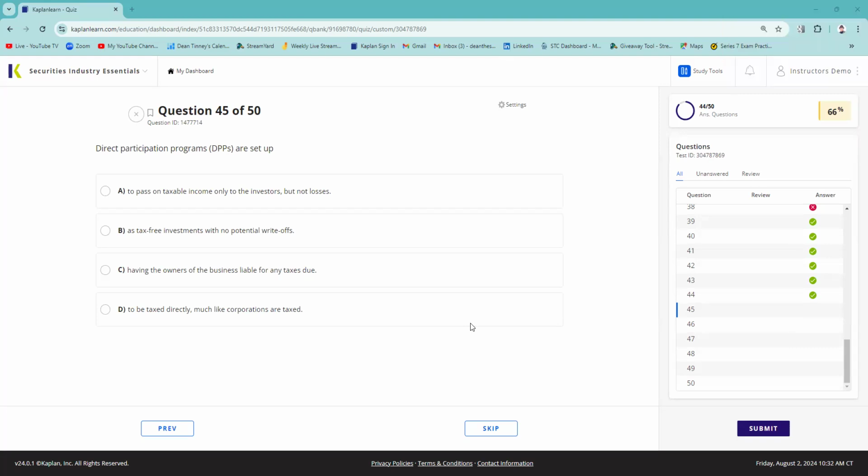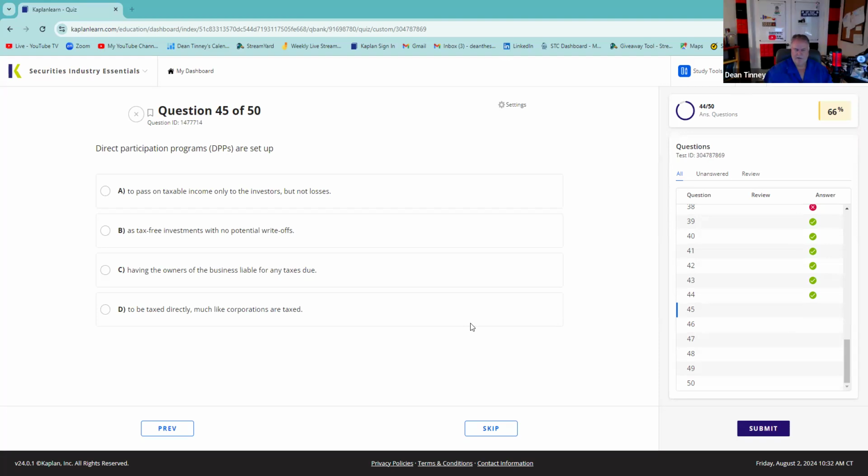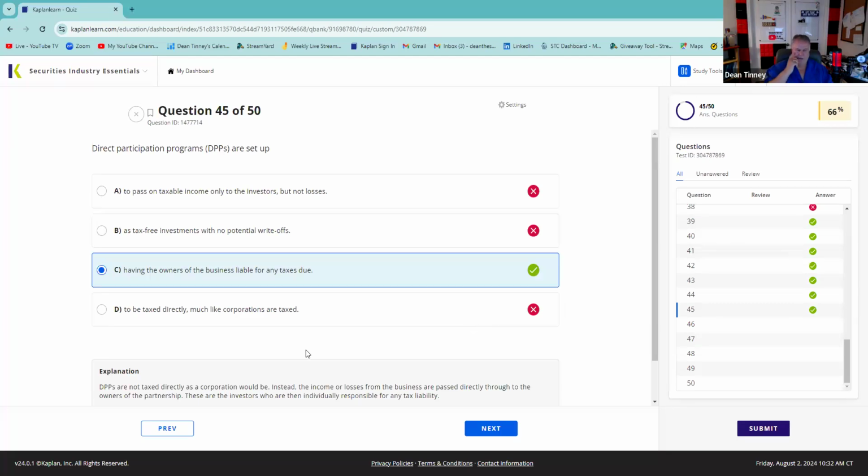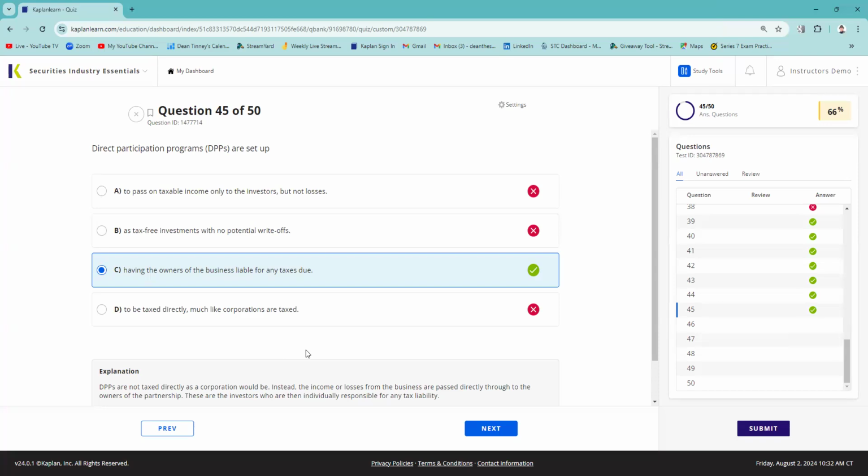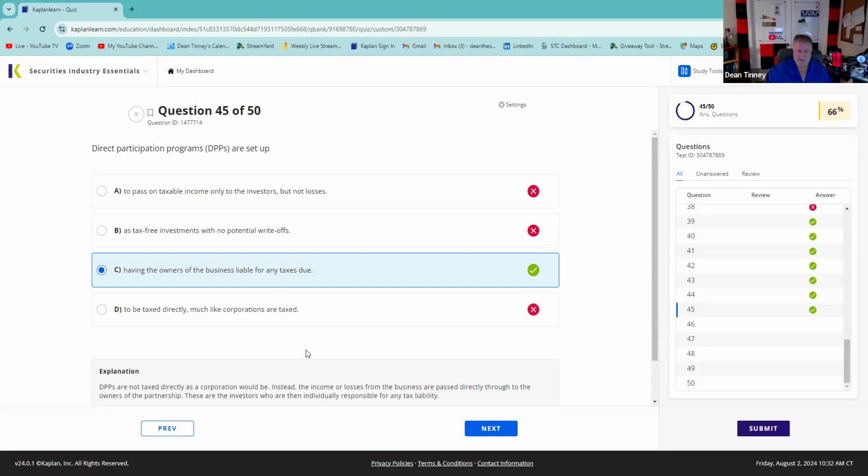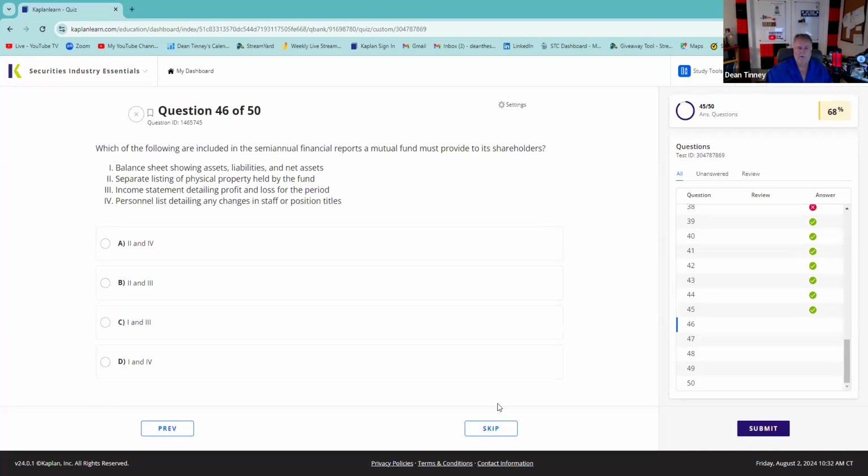I think that's very similar to what we said. They're taxed directly. No, that's the whole point of a partnership, we don't want to be taxed directly, right? So given that answer set, it's testing on the flow through of the income and the expenses. That's why the IRS hates partnerships, because if the money is flowing through, the tax consequences are only realized once.